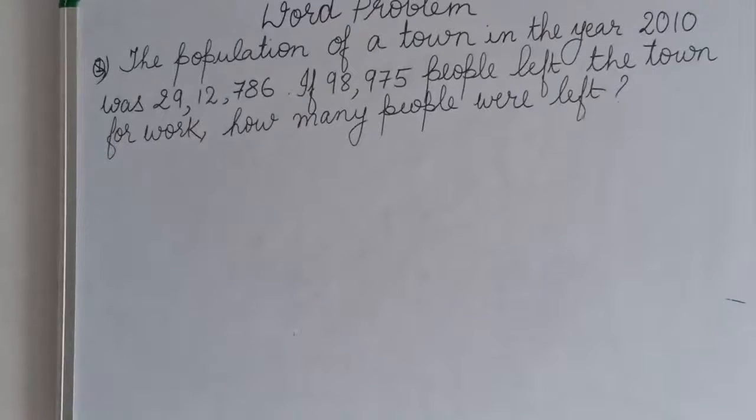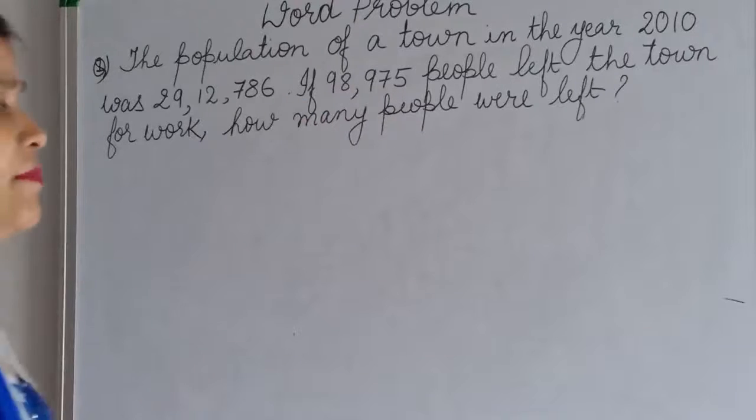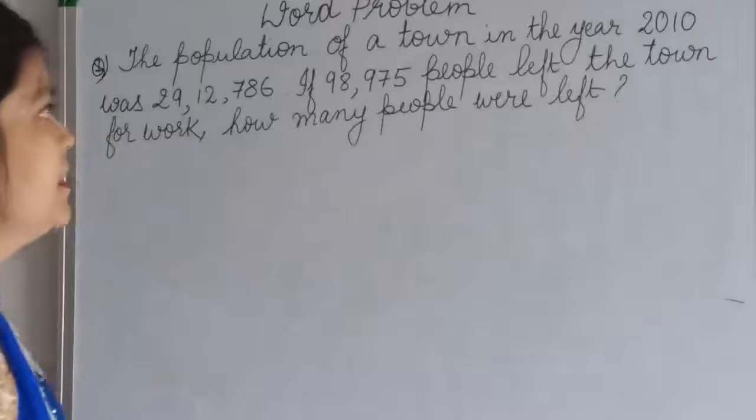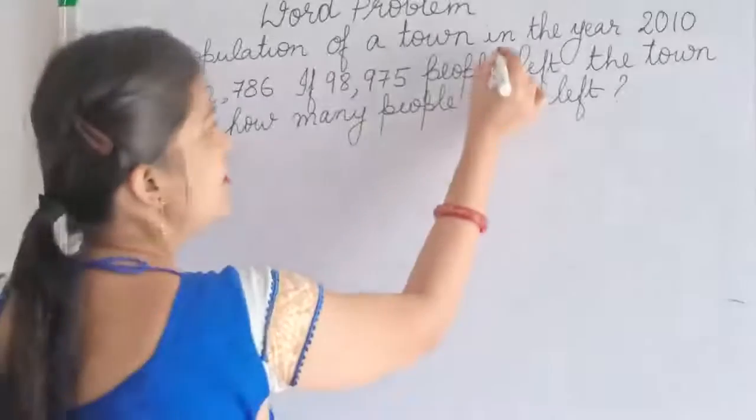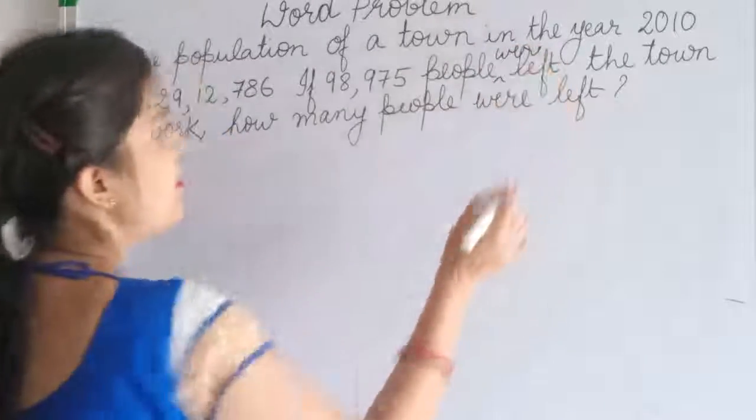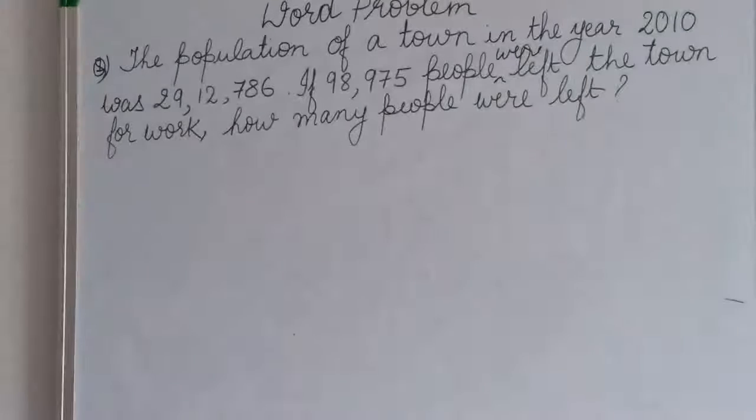Now let's discuss some word problem. Here is the question given: the population of a town in the year 2010 was 29,12,786. If 98,975 people left the town for work, how many people are left over there?